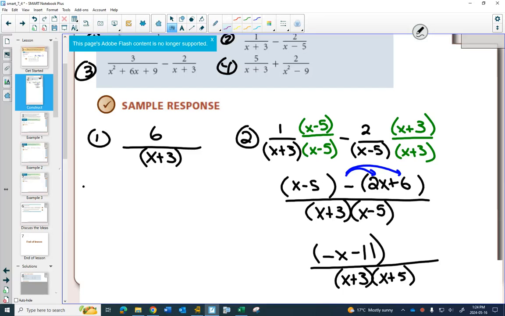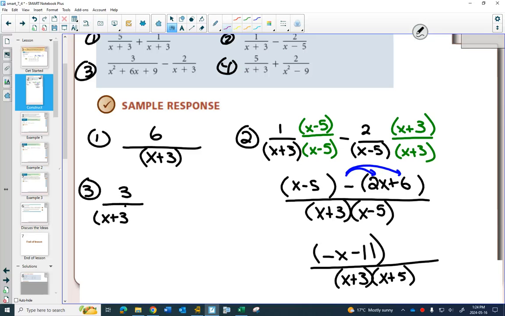Number 3. Number 3 is the first one where factoring comes in. What we're going to want to do is, if we can factor, we're going to want to factor everything that we can first. So in question number 3, I can factor the bottom to x plus 3, x plus 3, minus 2 over x plus 3.